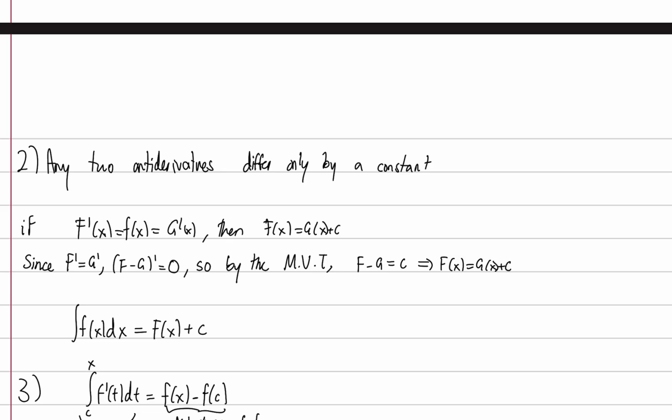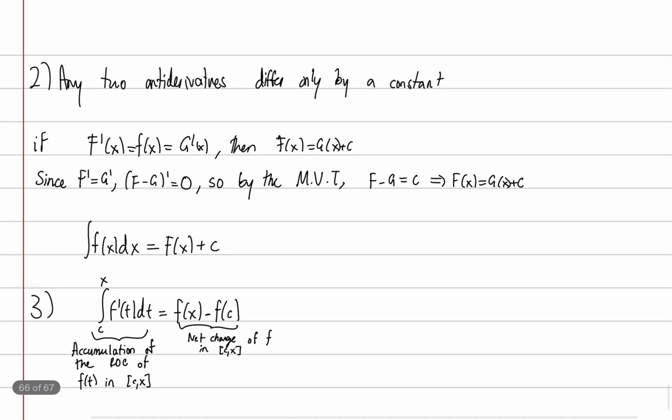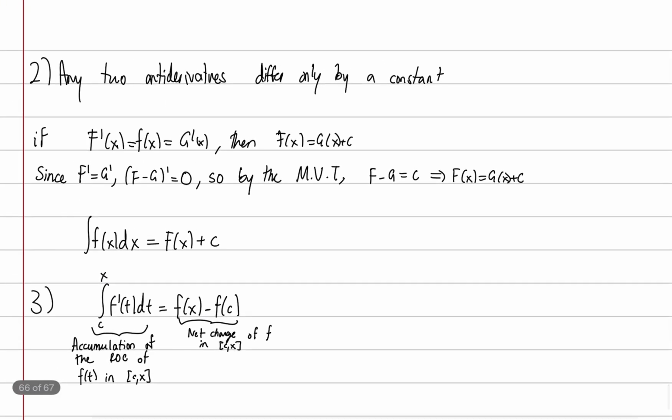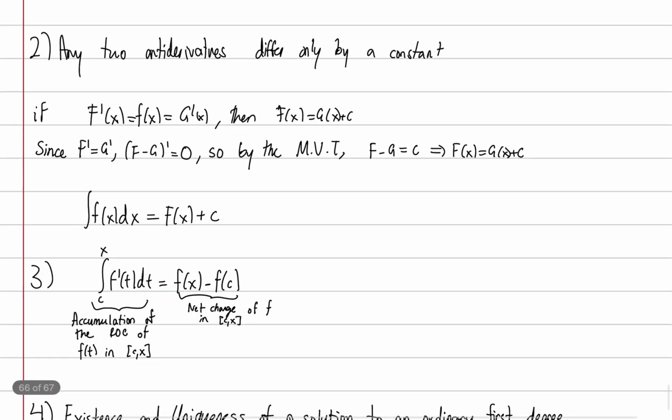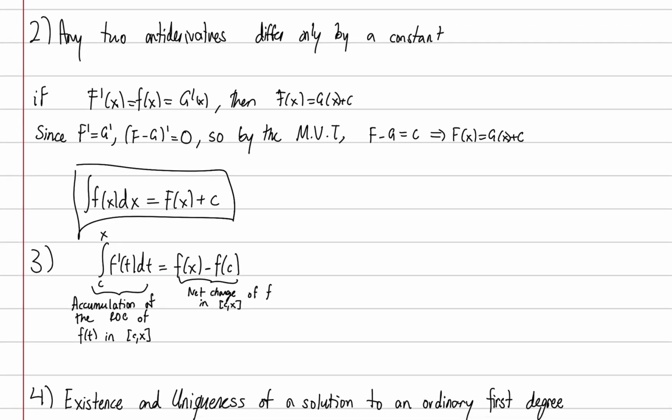So we now know capital F minus capital G is some constant C. So we've proven what we wanted to show, and now we know how we can write any indefinite integral. Just add that constant of integration and we're fine.